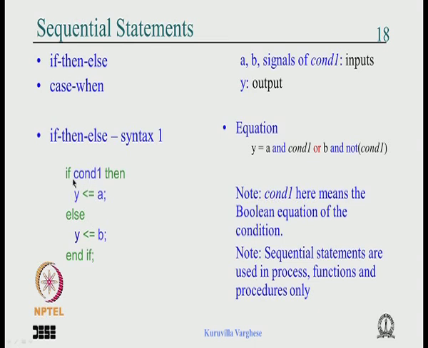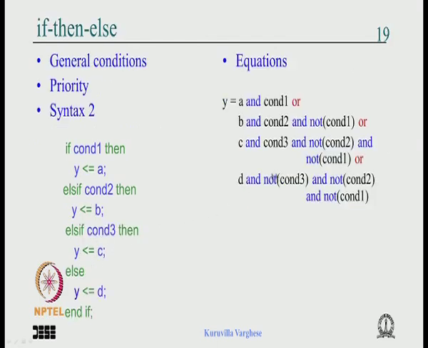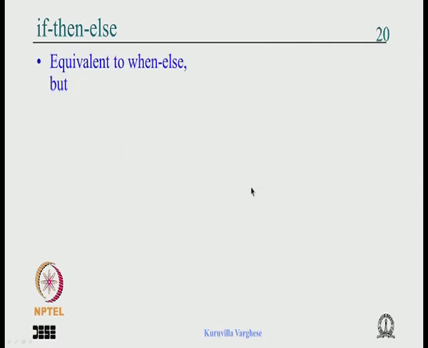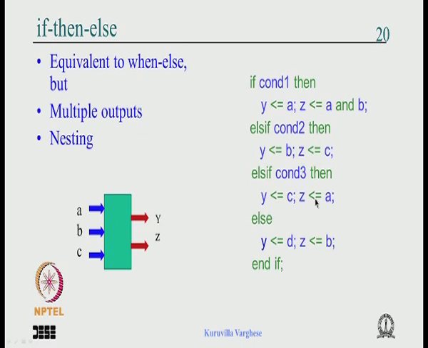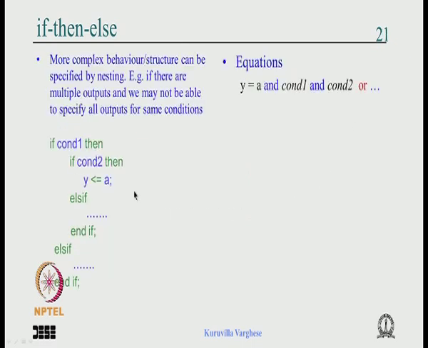The simple condition is: if condition 1 then output gets something, else output gets something else. The equation is similar to when else. The complex condition is where you keep on giving various conditions, and at the end you say else for all, not of all the conditions. The equations are similar to when else. The power comes from multiple outputs and nesting, and you could specify multiple outputs. When the conditions are not identical, you can start nesting.